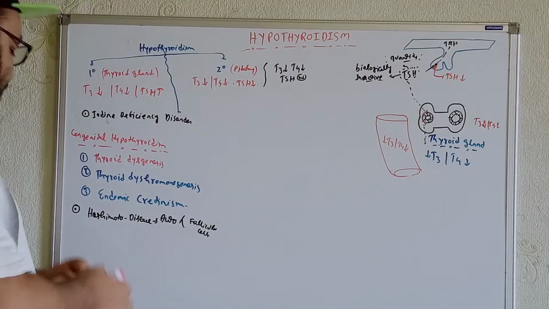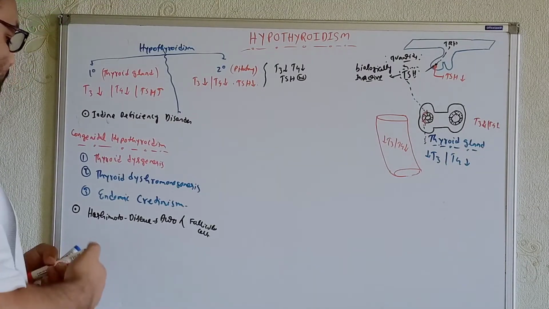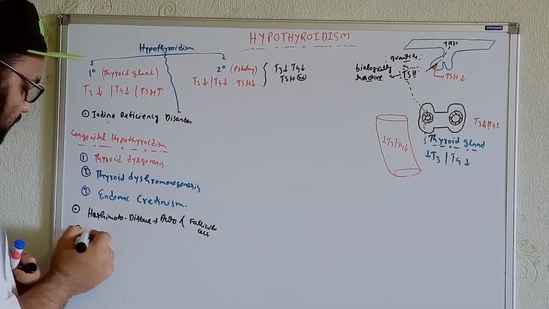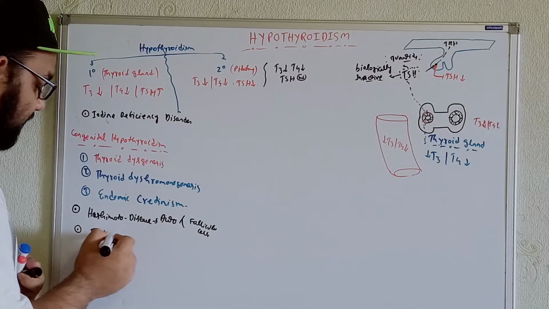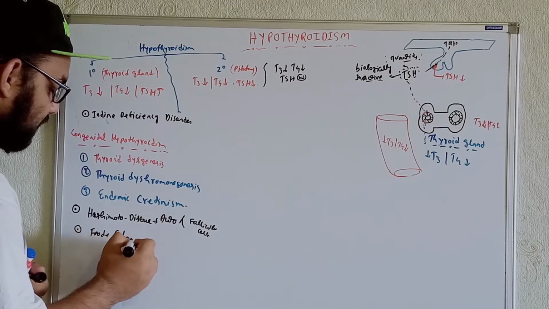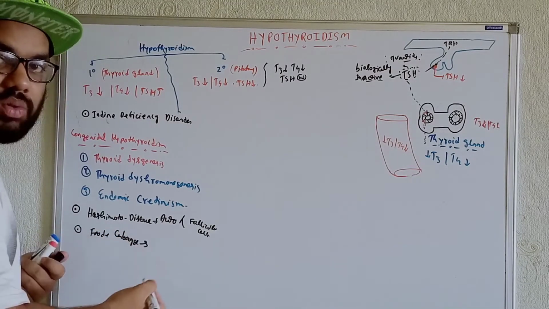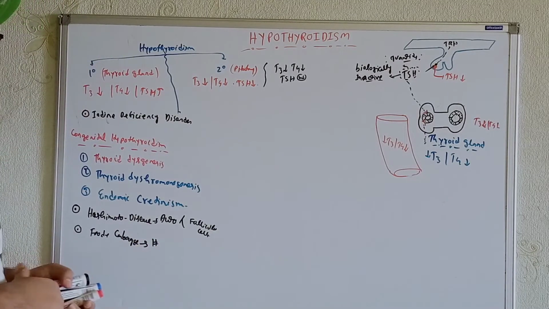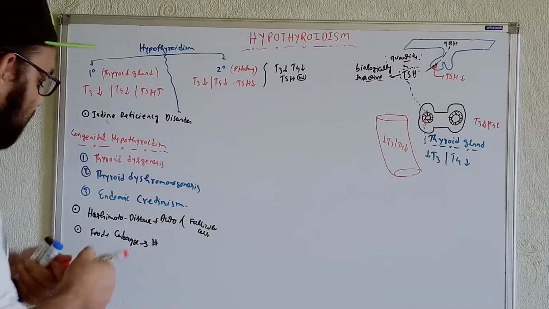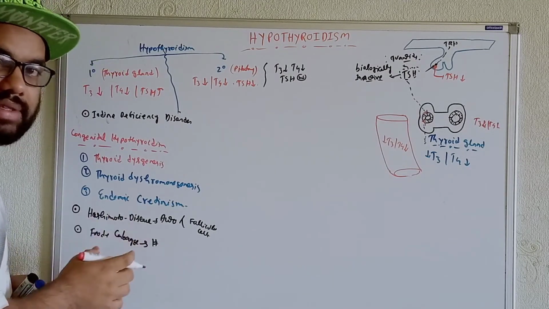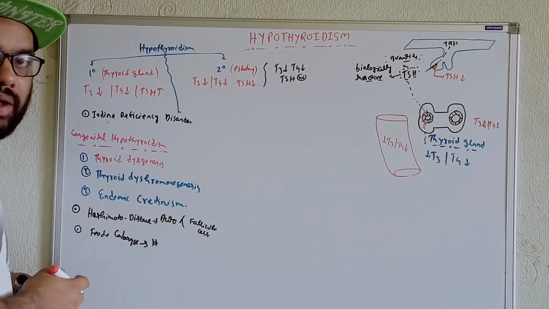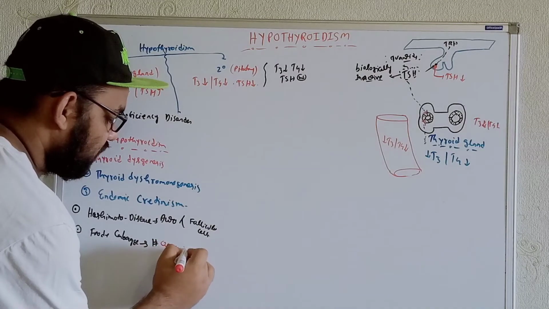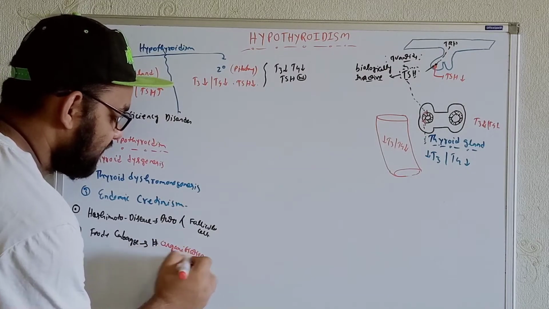And third, there are certain kinds of foods, for example, cabbage. This cabbage inhibits organification, the combining of iodine with the tyrosine molecules. So food like cabbage will inhibit organification in thyroid hormone production. Whenever we get a problem at the level of organification, definitely the production of T3 and T4 will be less.